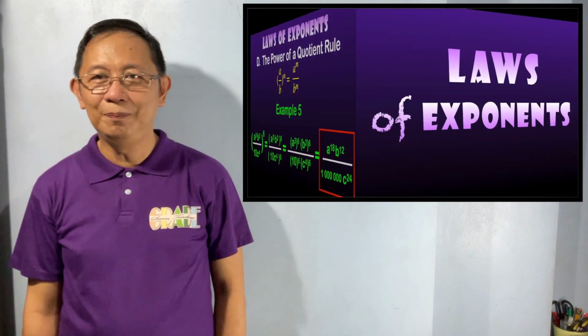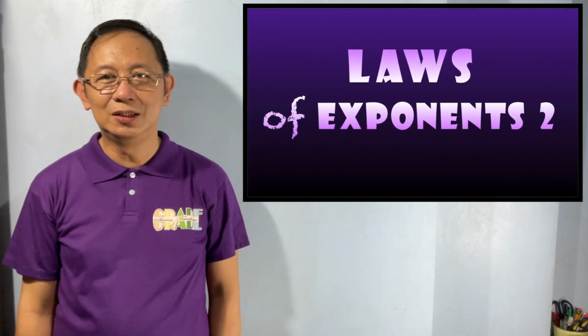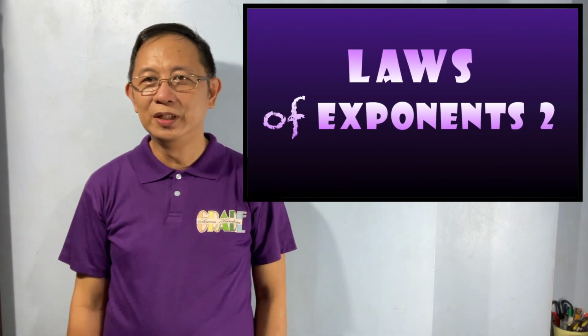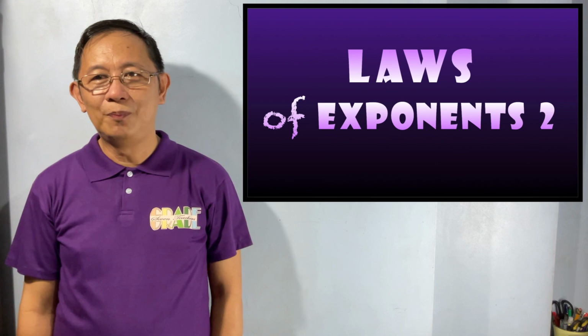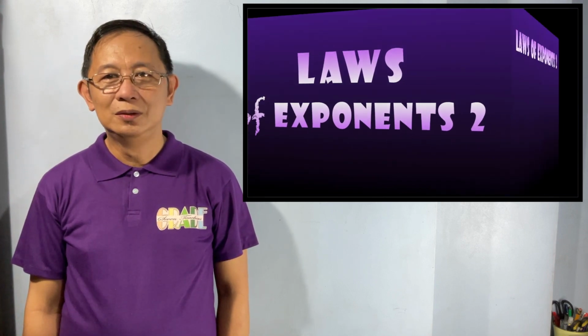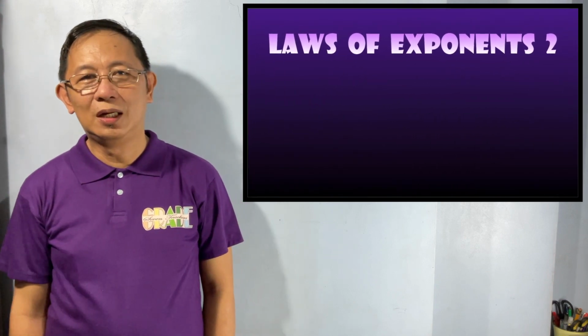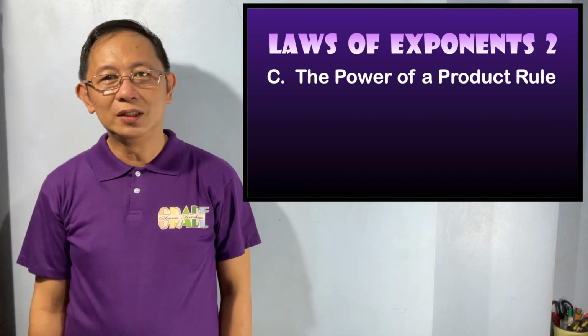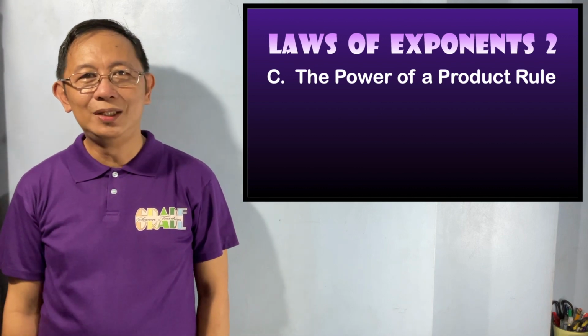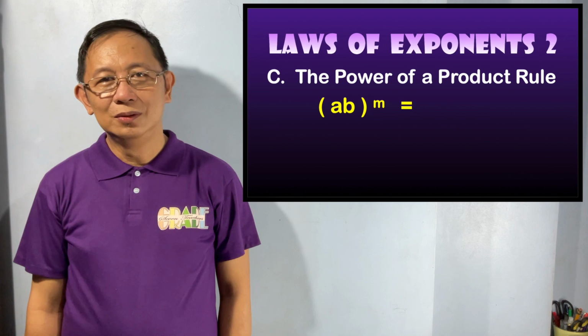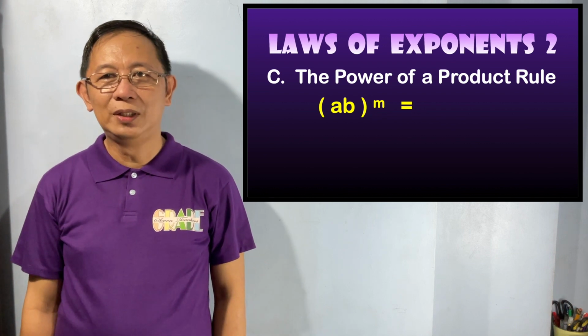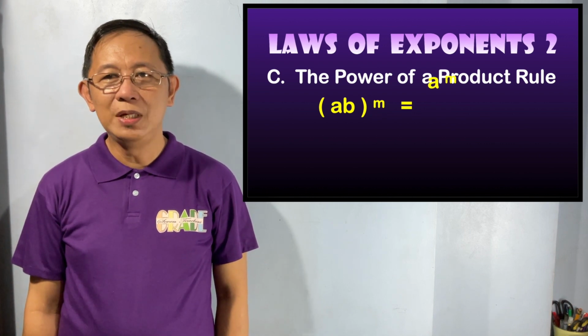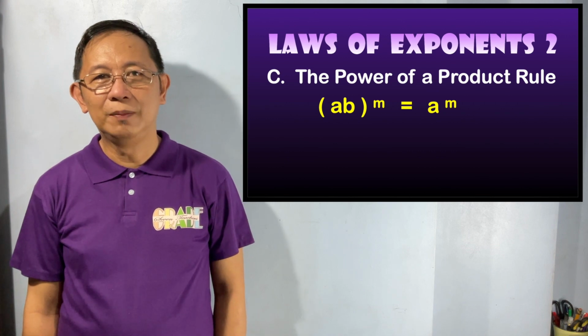So, as a recap, ito yung mga na-discuss natin ngayon sa laws of exponents. Letter C, the power of a product rule. Ang sinasabi dito sa rule na ito, quantity AB raised to the m power is equal to A raised to the m power times B raised to the m power.